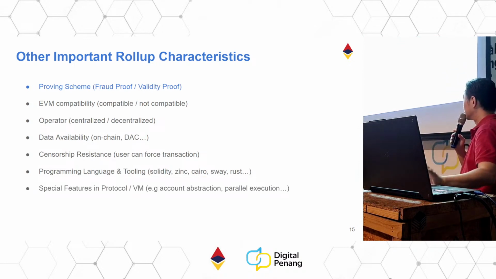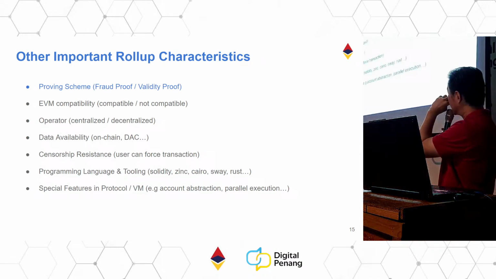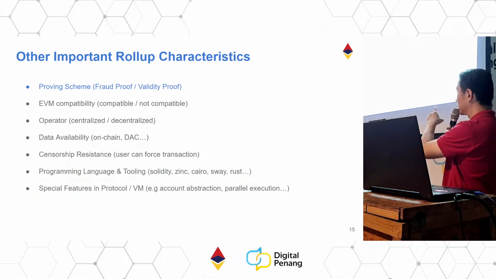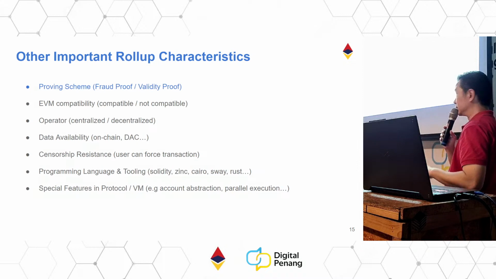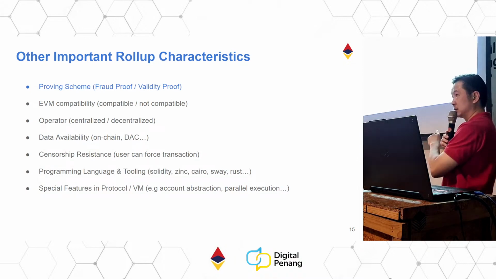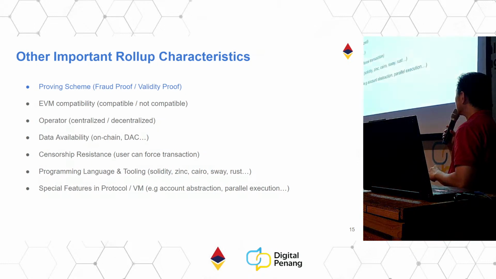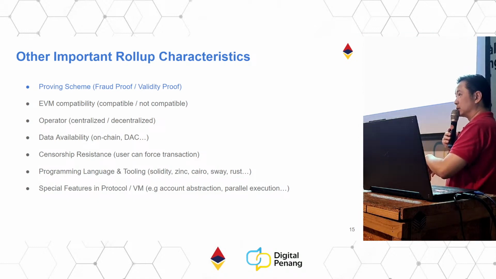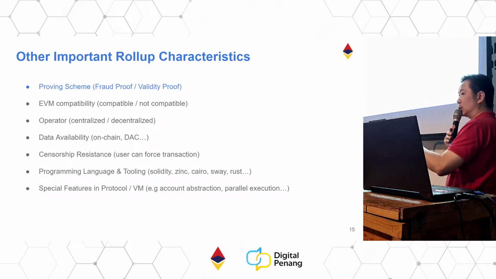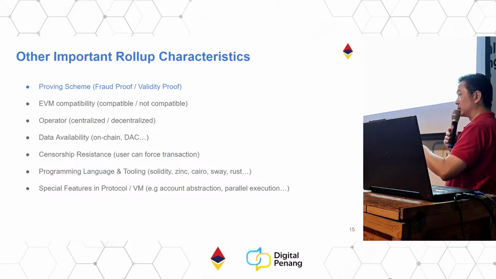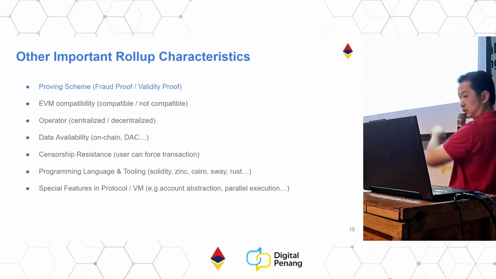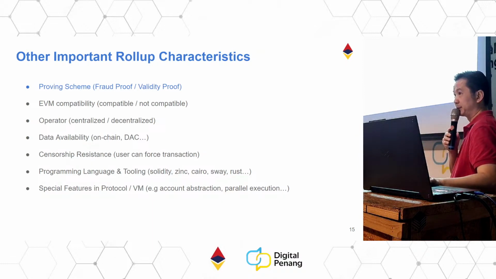And you also need to know that there are certain rollups that support special features in their protocol. For example, some of them natively support account abstraction. Starknet and ZK Sync have already built account abstraction into their protocol itself. And certain other rollups can do parallel execution. Today, our EVM and our node cannot do parallel execution. That's why the node software does not make full use of the multi-core processor that you have. So some of the rollups make a change to the VM and enable parallel execution.